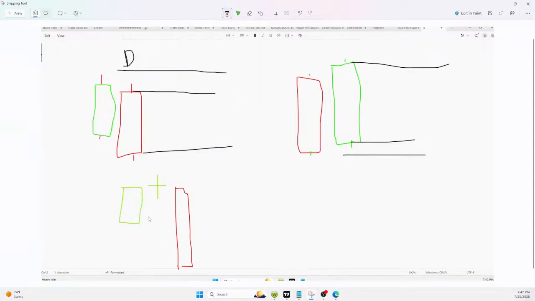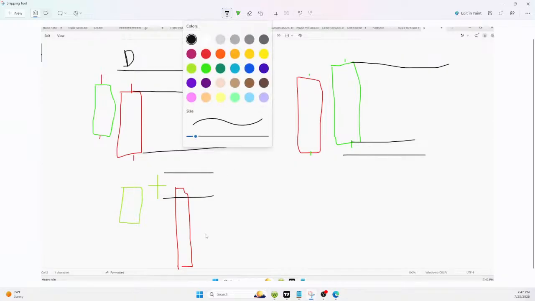And again, entry, stop, entry. All right, so this is all you have to do: the stop loss, and this will be your target.